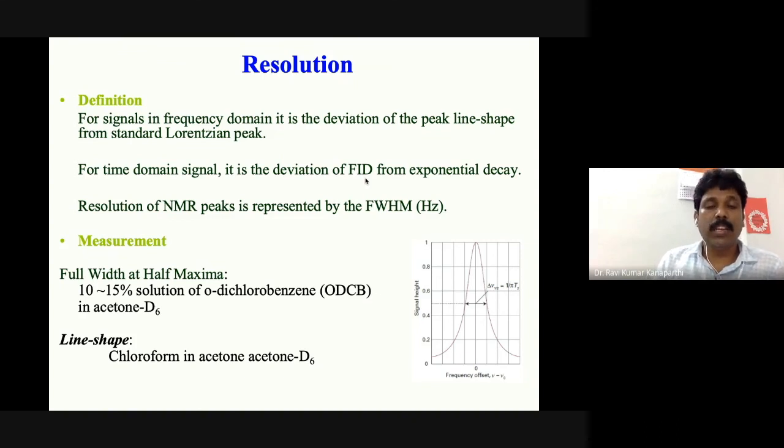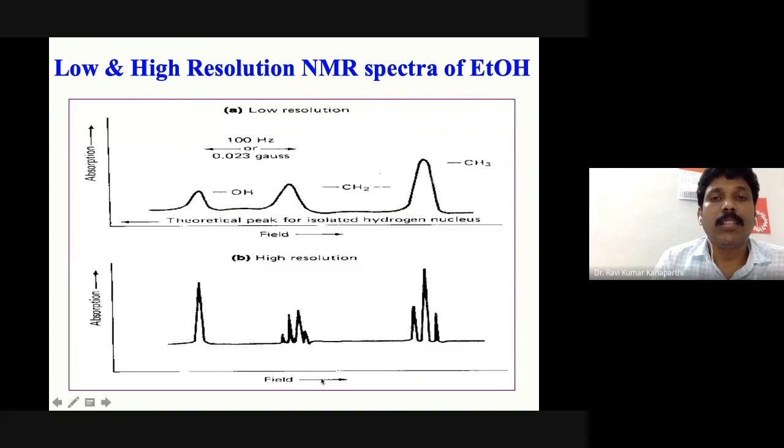So if you want to check the correctness of your instrument and how it is behaving from time to time, you just record the spectrum of orthodichlorobenzene dissolved in acetone D6, and afterwards you can compare those spectral line shapes. So the line full width at half maximum you can measure and calibrate. Similarly, line shape you can also look at by measuring chloroform in acetone D6. You can correct it. And just for your knowledge and information, here is how the resolution of an NMR spectrometer matters.